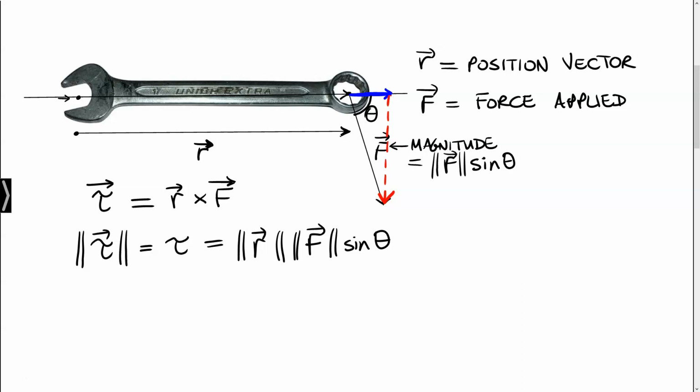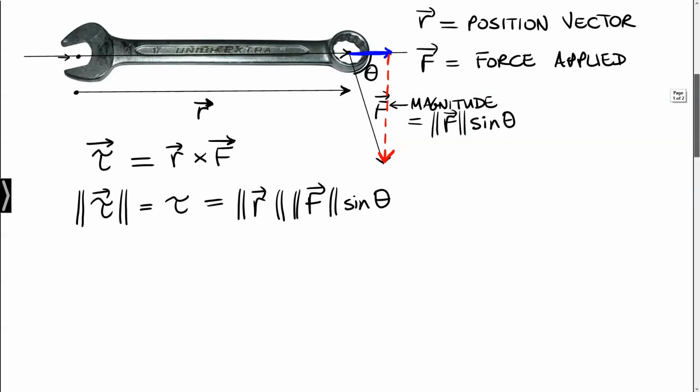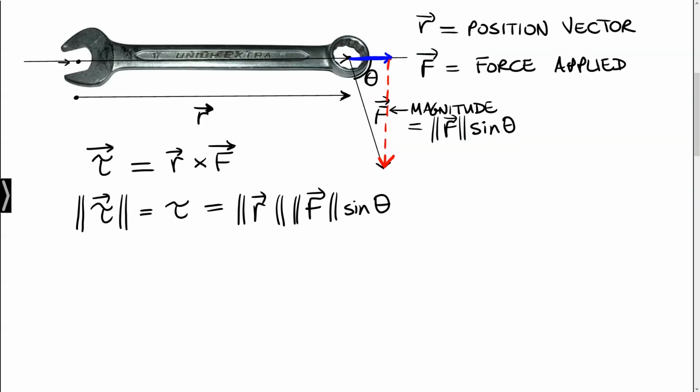The only other thing to really keep track of here is the right-hand rule. So where is this pointing? Let's think about this. Let's start with, let's say that we were loosening the wrench. Lefty-loosey. If we're loosening it, then R is going this way.